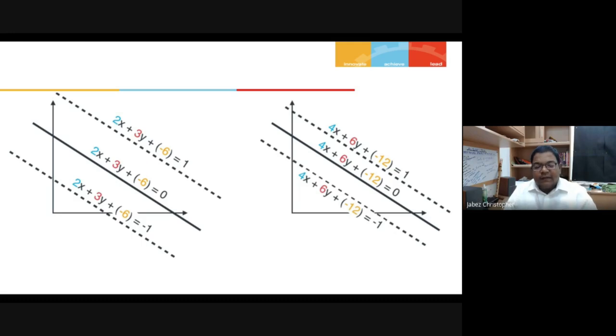If I consider the central line, whatever is on the top will be equal to 1 and whatever is on the bottom will be equal to minus 1. Any point on the line will be 0, obviously. And so if I want to vary the distances between them, you see here it's 3y, and this is 6y and 4y. So by increasing the coefficients, I narrow down the margin.